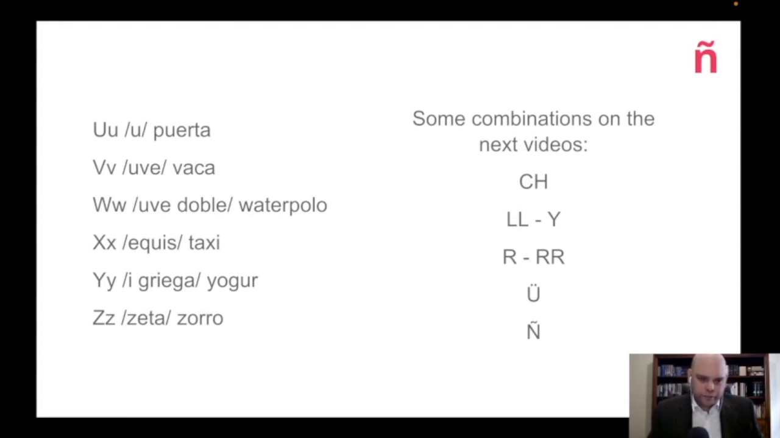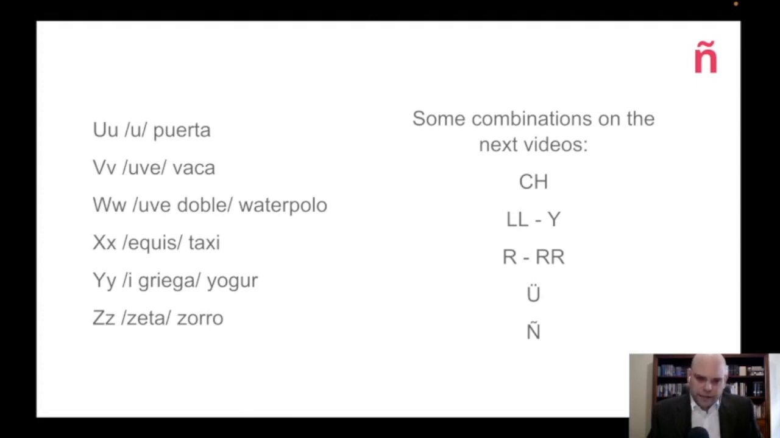Then next one is letter U, letra U. For example, in puerta, meaning door, la U. Next one is V. For this letter and letter B, we will have another lesson. Para la letra B y la letra V tendremos una lección específica. We will have a specific lesson for these two letters, these two consonants.